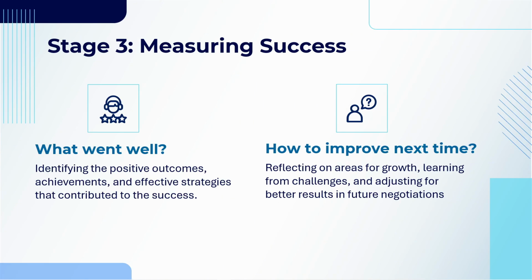So how do you measure success? True success is when both sides achieve something positive, which is known as a win-win situation. Ask yourself what went well. Identifying the positive outcomes, achievements, and effective strategies that contributed to the success can help in future negotiations. What can I improve next time? Because every negotiation is also a learning opportunity, reflecting on areas of growth, learning from challenges, and adjusting can lead to better results in future negotiations.